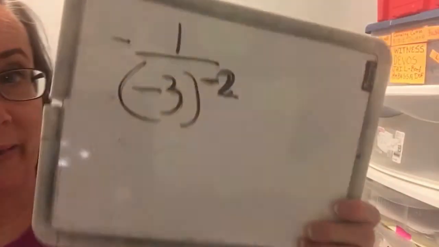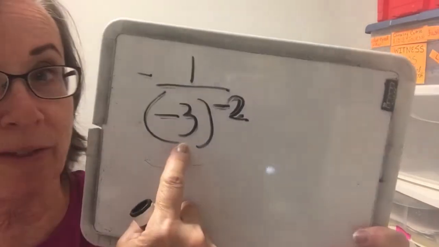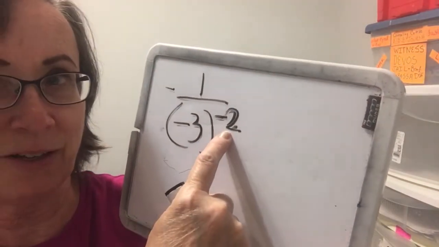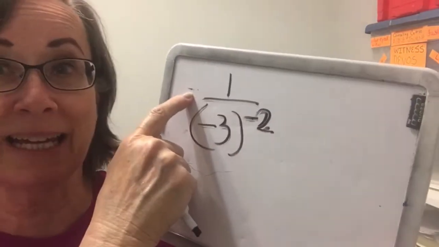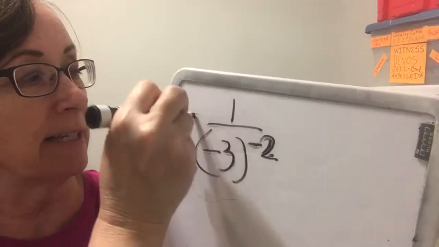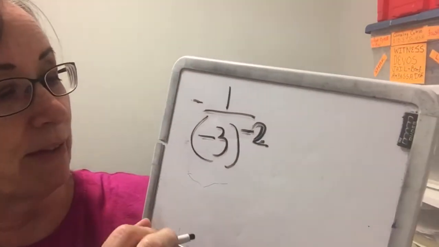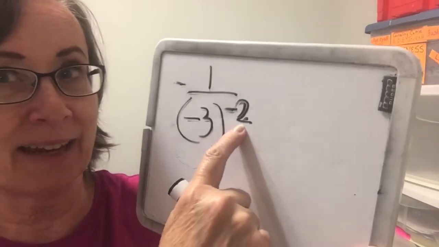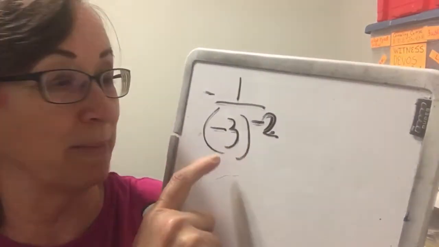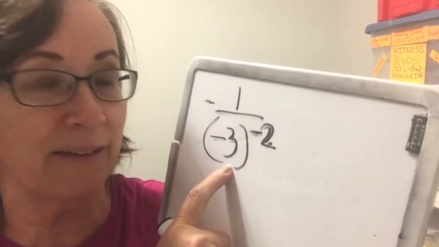Okay, so what about this one? We have a negative 3 base and a negative 2 exponent. And we have a negative out here too. Okay, we have a negative out there. So this negative means it needs to take a trip. This negative means it's really a negative 3.